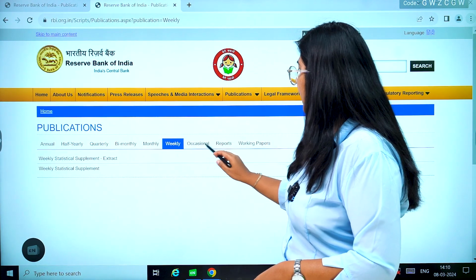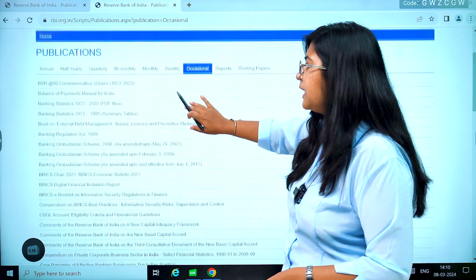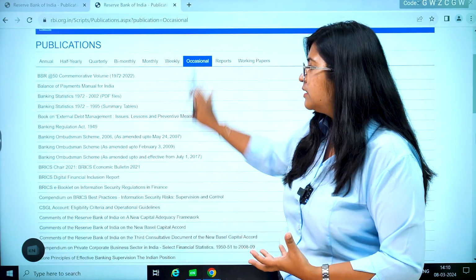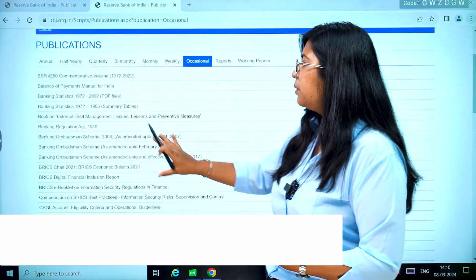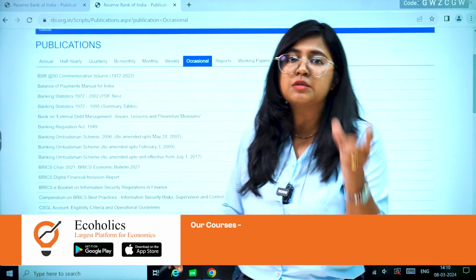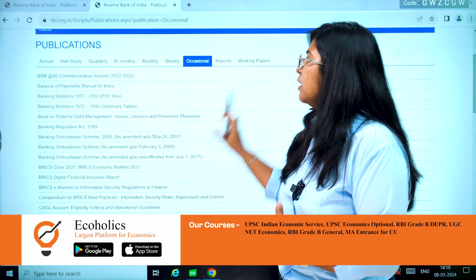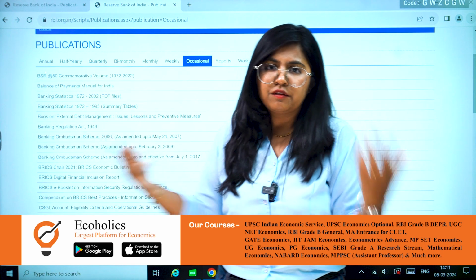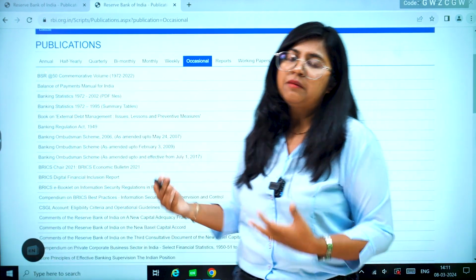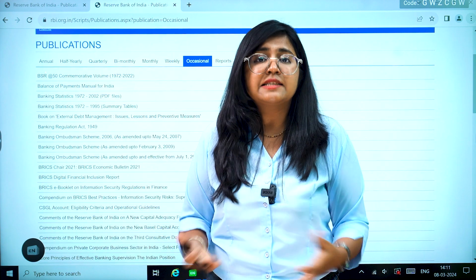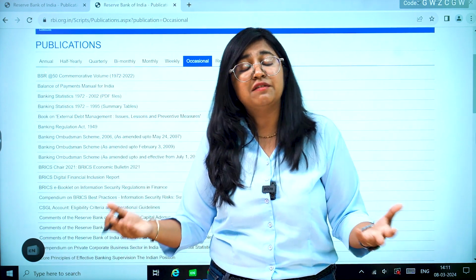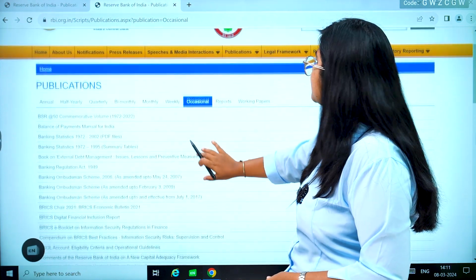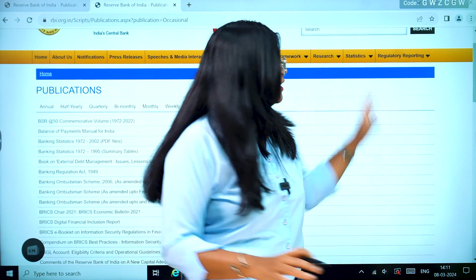So, and then occasional reports, these are different things, events that happen, and RBI would document it. So these are the different things. If you have any interest in any of the specific events, you can go for it. Again, not very specific for this examination, but good for reviewing. Once you start reading through the website, you will find interest gradually and you will start reading it even as leisure. Okay, and that's it for all the publications, and that's it for this particular website.